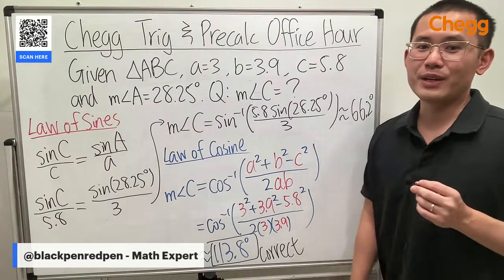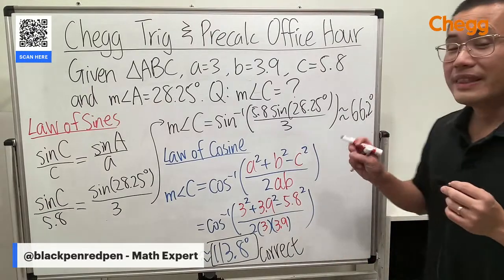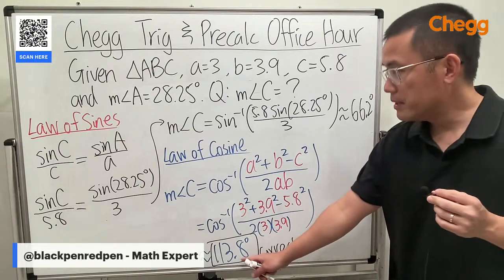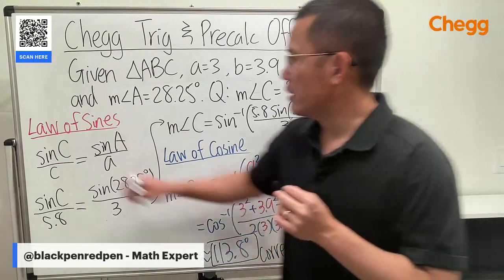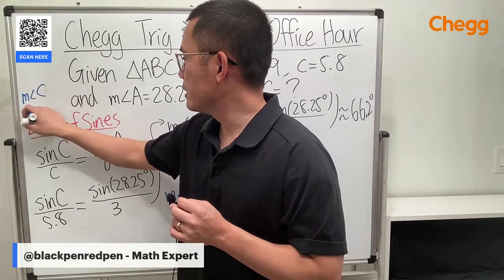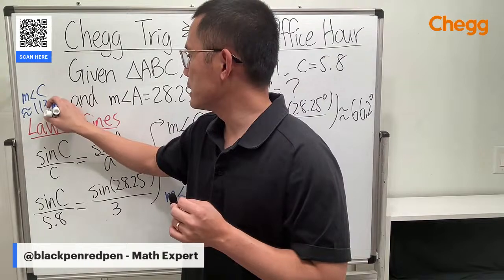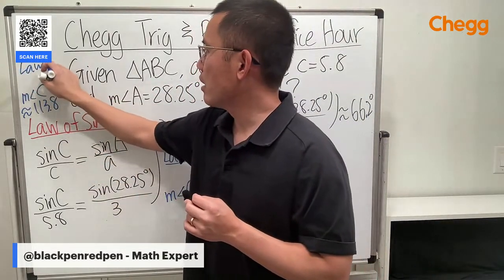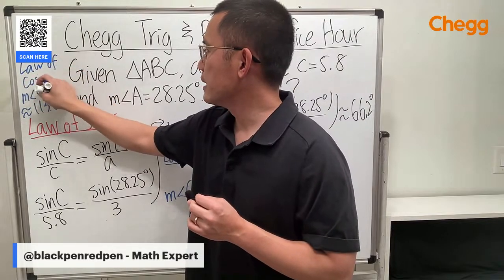This right here is the correct one. This right here is actually not done yet. Not done yet, right? So keep this in mind. I'm going to write this down right here. Measure angle C is approximately 113.8 degrees. And this is when we use law of cosine.